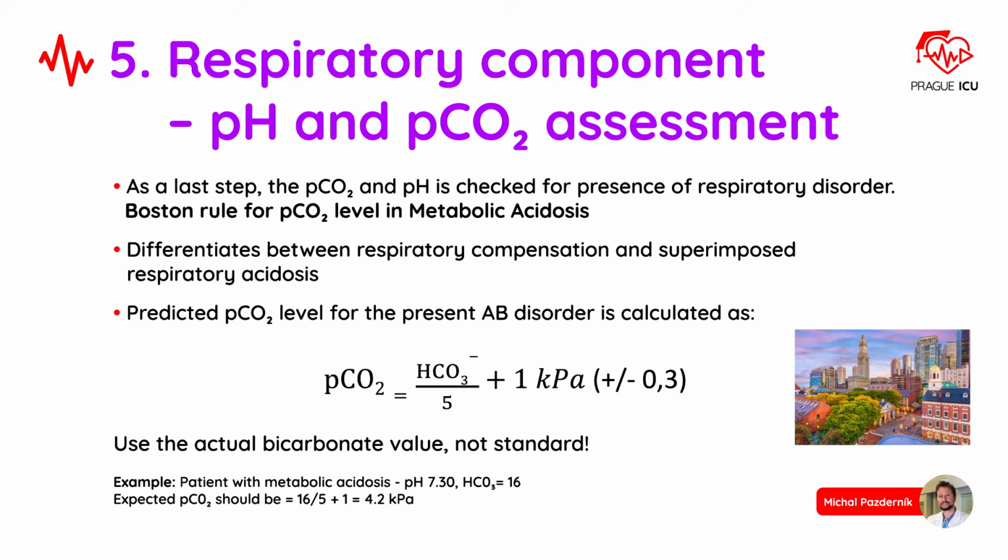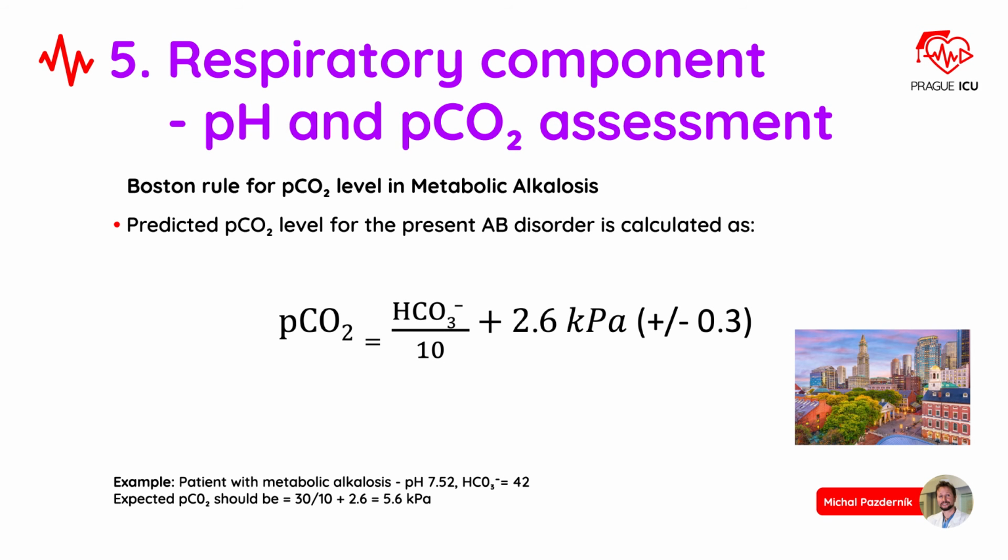Another example, patient with metabolic acidosis having bicarbonate of 16, then the expected PCO2 should be 16 divided by 5 plus 1, which is 4.2 kilopascals. The Boston rule equation is slightly different in patients with metabolic alkalosis.